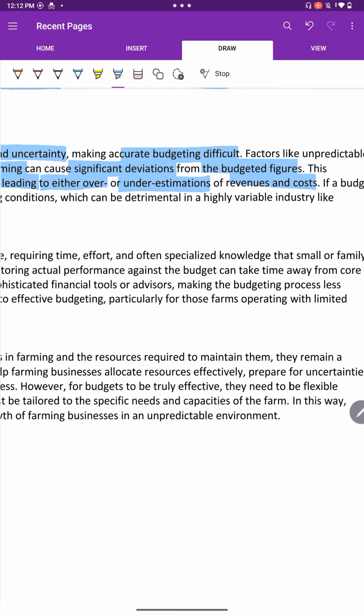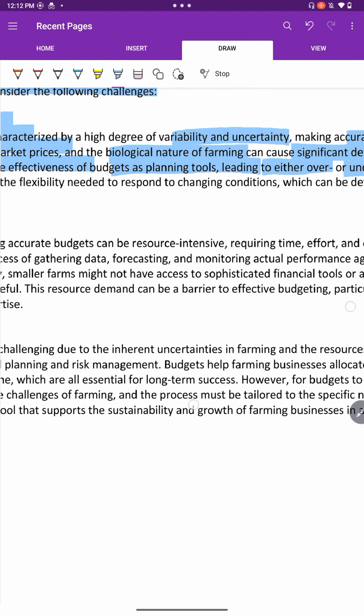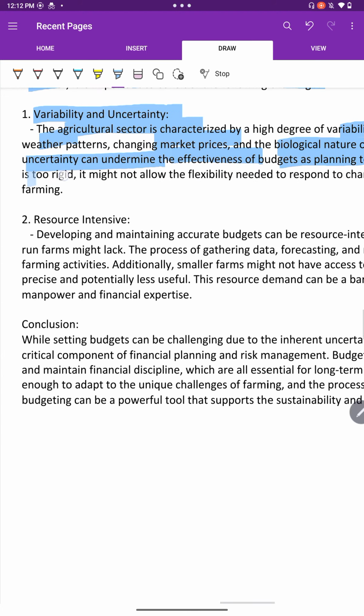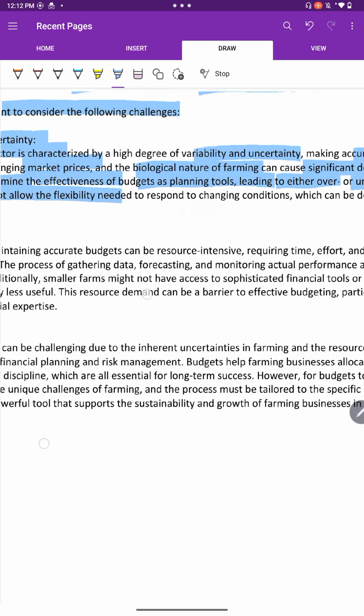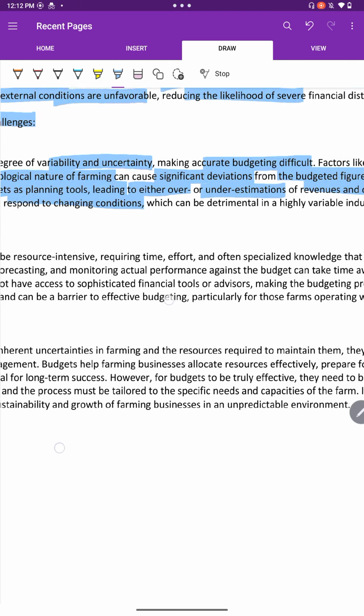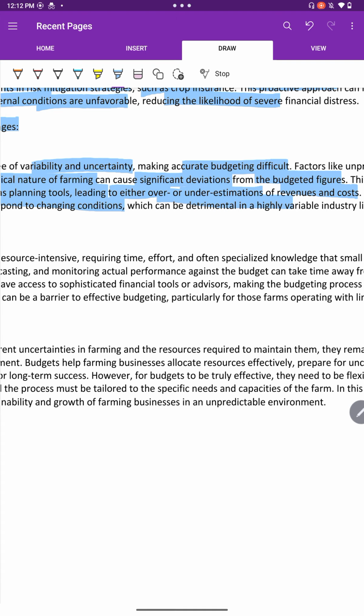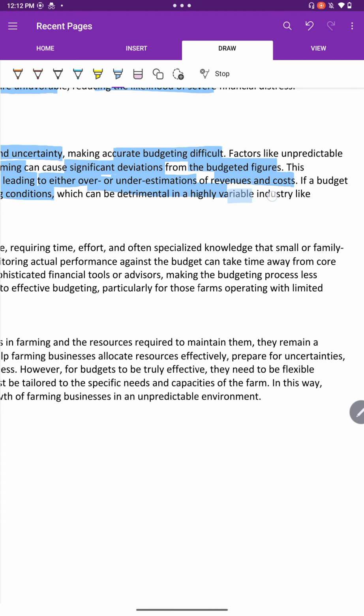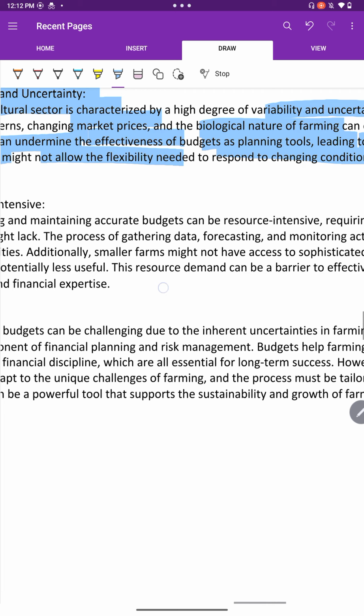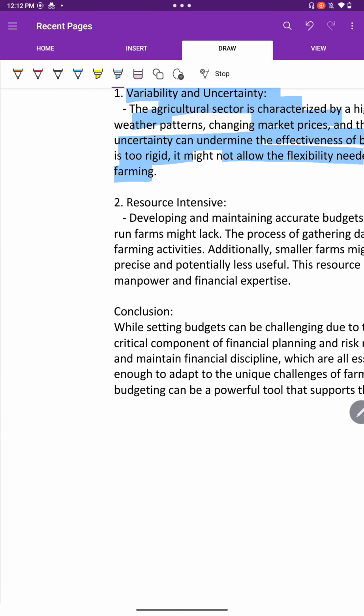revenues and costs. So, if a budget is too rigid, it might not allow the flexibility needed to respond to the changing conditions, which can be detrimental in a highly variable industry like farming. Okay. Number two is resource intensive.